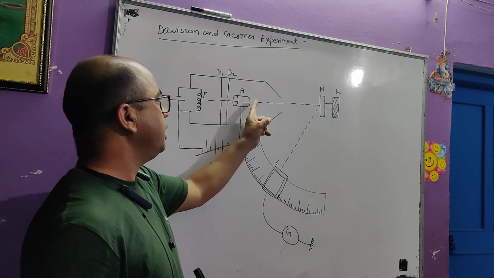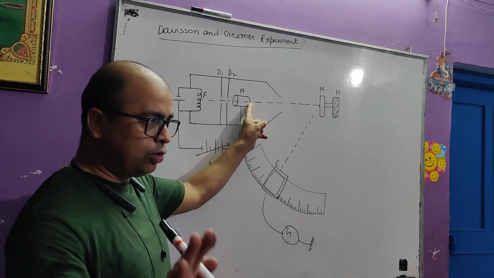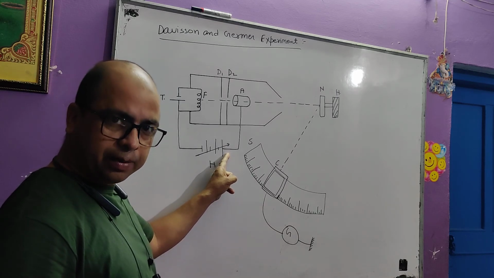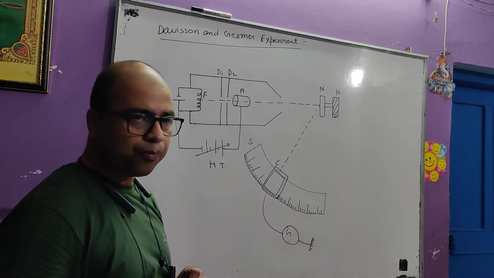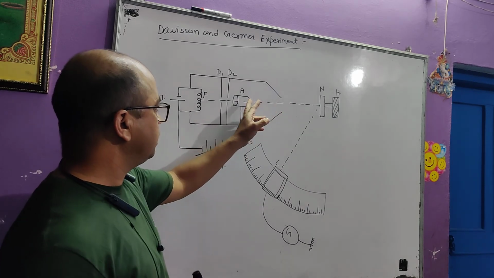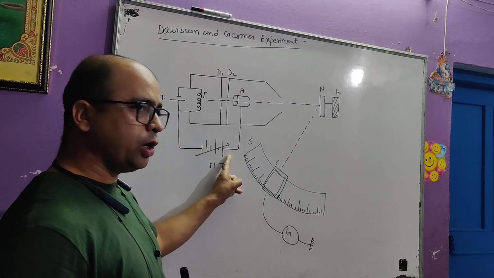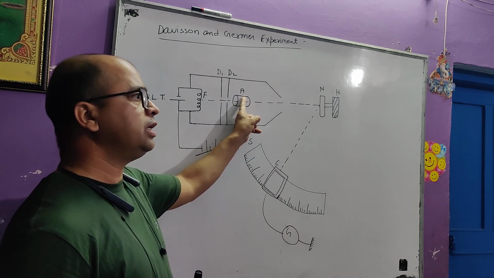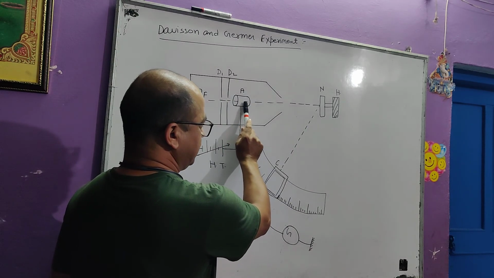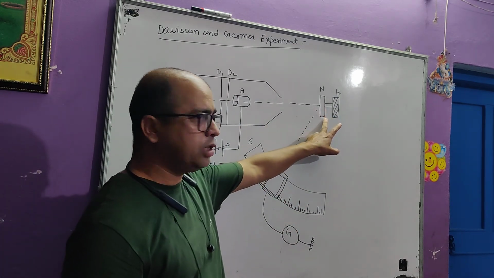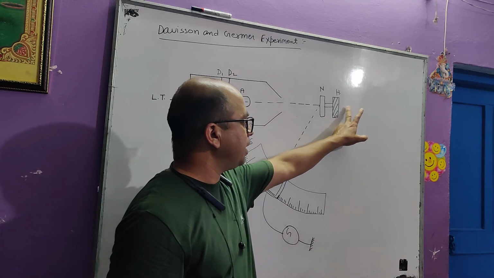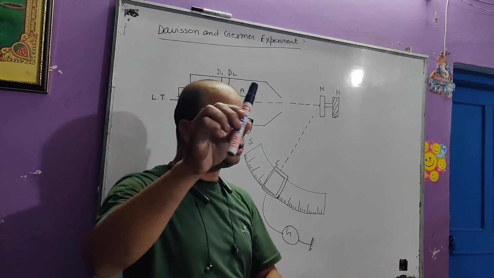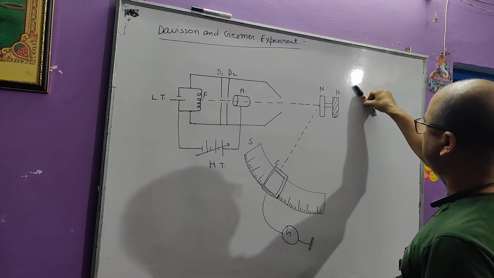The hollow aluminium cylinder A is connected to the positive terminal of the high tension battery. It means the aluminium cylinder A is at positive potential, so the electron beam will be attracted by it. This accelerated electron beam is incident upon the nickel crystal. The nickel crystal can be rotated with the help of handle H.